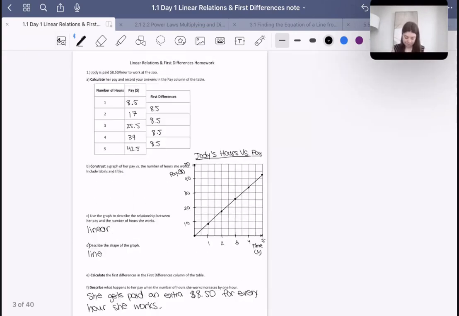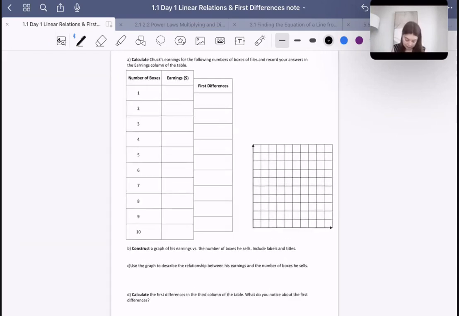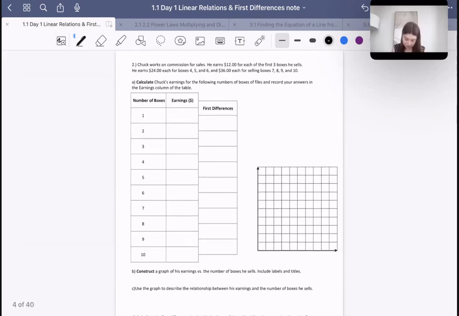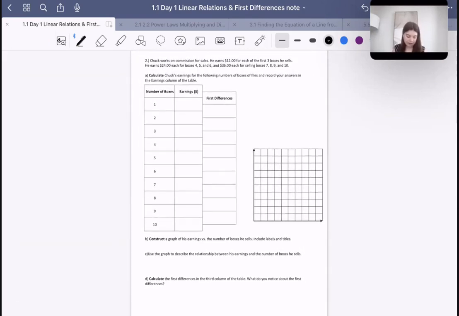Okay, so the second one, I leave this one to you. We may take this up next time at the beginning of day two, but I'm not going to take it up here because I would like for you to try this one for yourself, and we may take it up next day possibly.